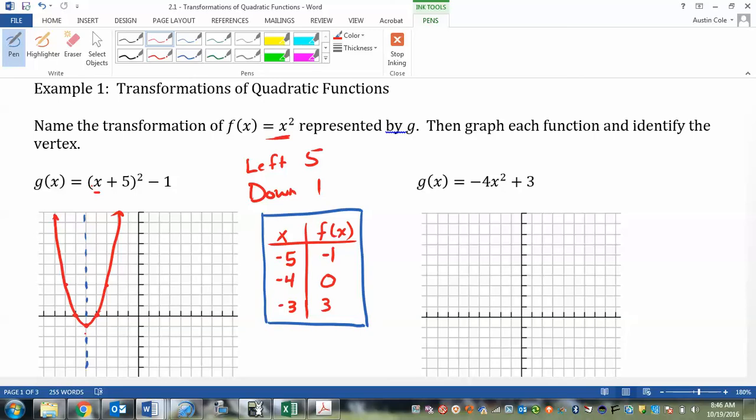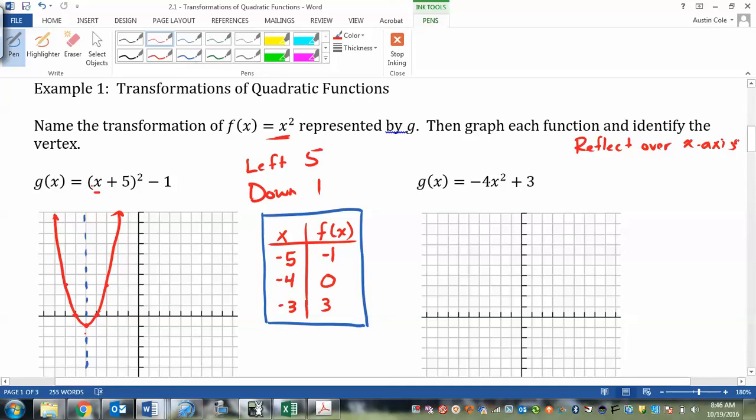So isn't the negative way out in front? So that would mean it's going to reflect over our x-axis. Okay, so I would agree. Instead of opening up, it's going to open down. So let's write that. Let's reflect over x-axis.